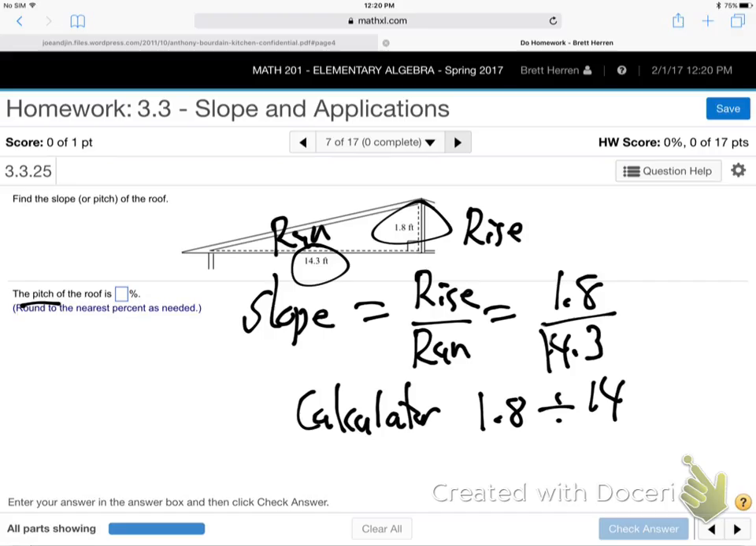So calculator, just hit the buttons. 1.8 divided by 14.3. And tell me what you got. Anybody got something? 0.125? Like that? Is that good? Anybody else getting that same thing? Good. Sounds good. Okay, now that's our answer, except they want a percentage, notice.